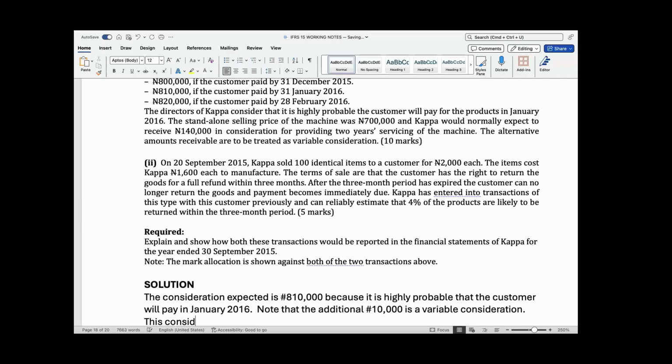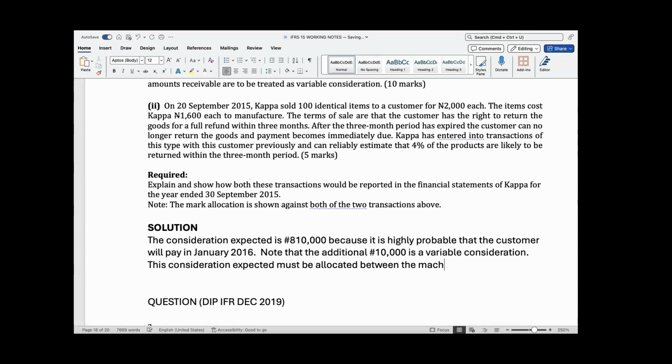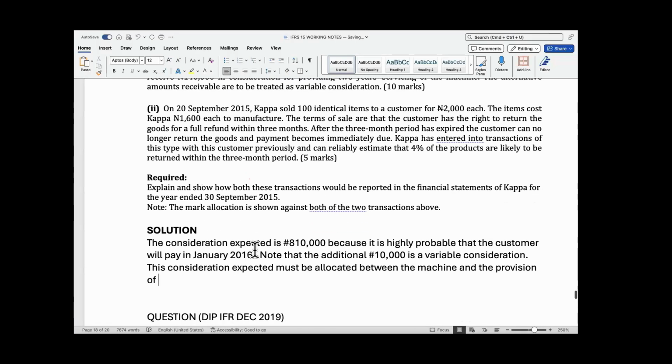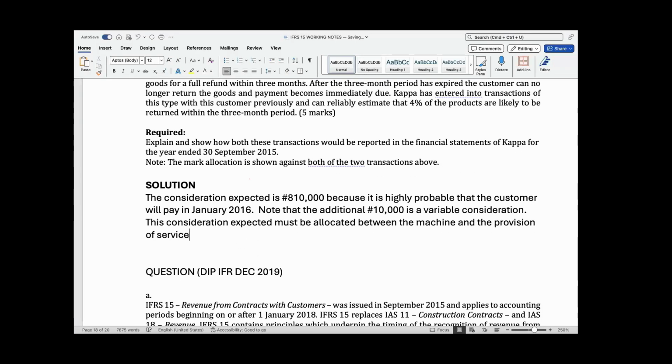Now, this consideration expected must be allocated between the machine and the provision of service of the machine. It must be allocated to these two based on their standalone selling prices.